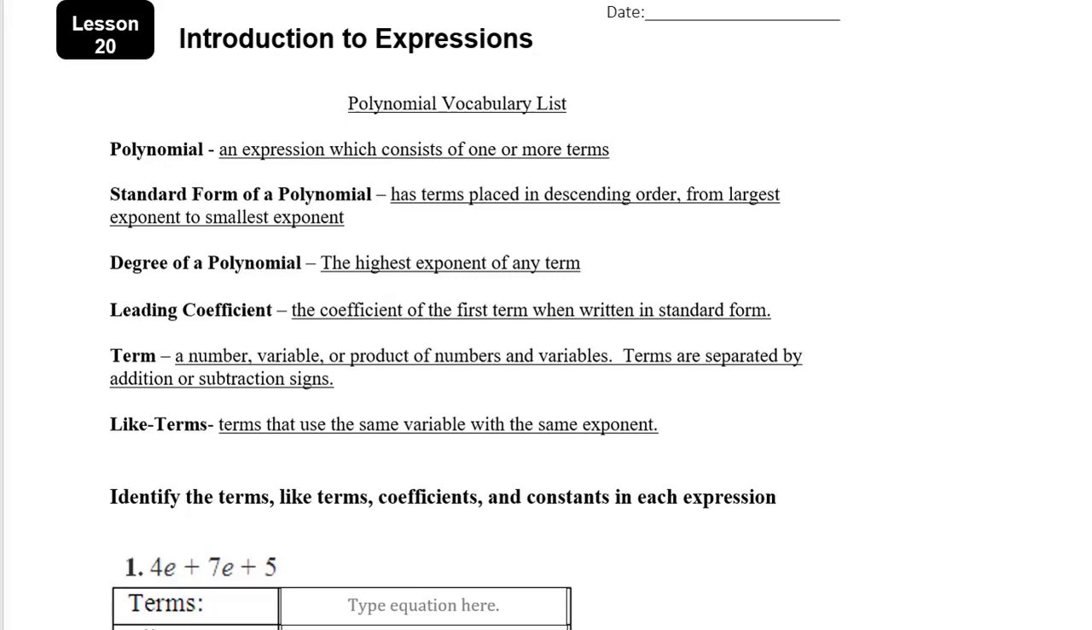Term. A term is a number or a variable or a product of numbers and variables, and terms are separated by addition or subtraction signs. So in my example, x cubed plus x squared plus x plus 5, there would be 4 terms because there are 4 things that are being separated with addition or subtraction signs. And then finally, like terms are terms that use the same variable with the same exponent. Okay, make sure you have all that copied down, and we're going to do some examples together.